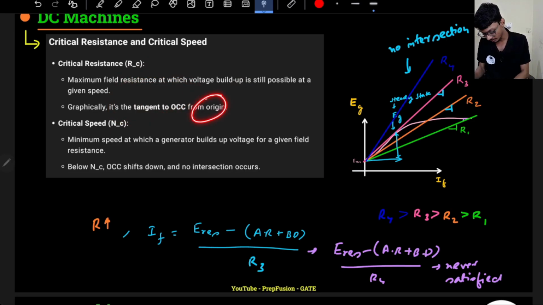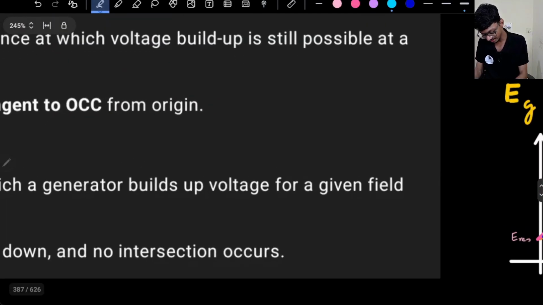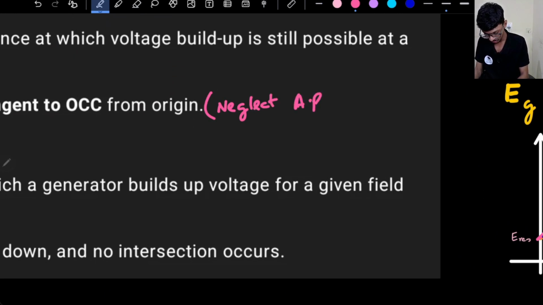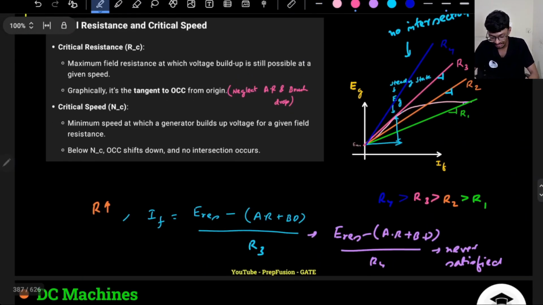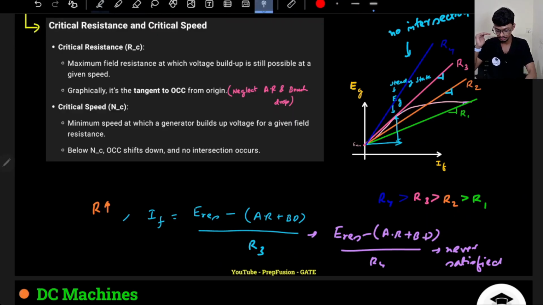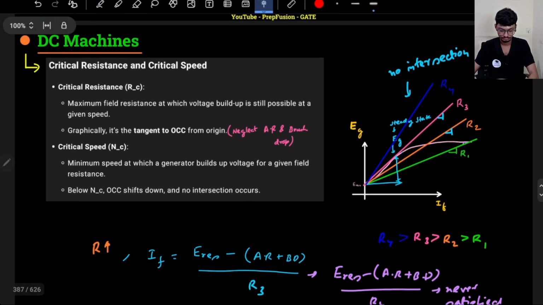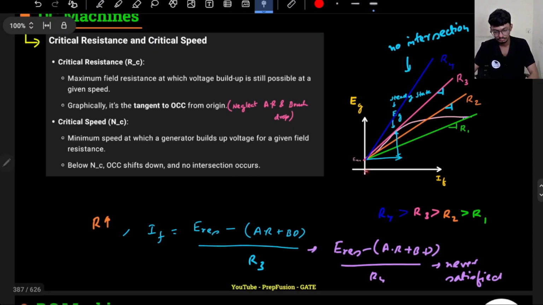Not from the origin, actually it depends. If I assume from the origin, I neglect the armature reaction and the brush drop. If I neglect the armature reaction and the brush drop, what will the open circuit characteristics be? The open circuit characteristics will simply shift down. Everything will start from here. That is the open circuit characteristics, basically. Very simple.